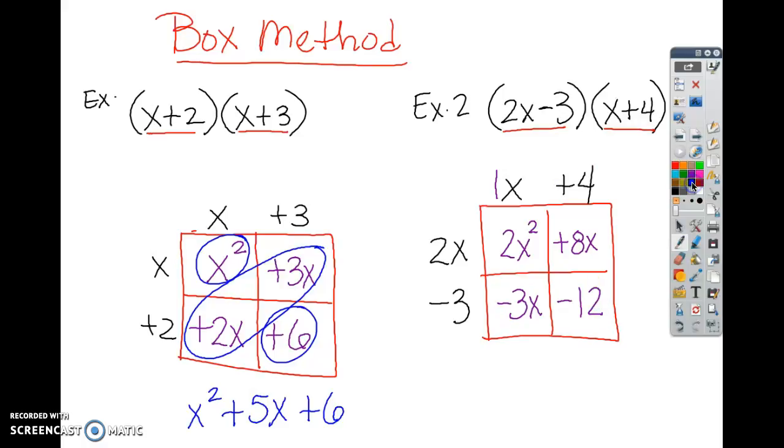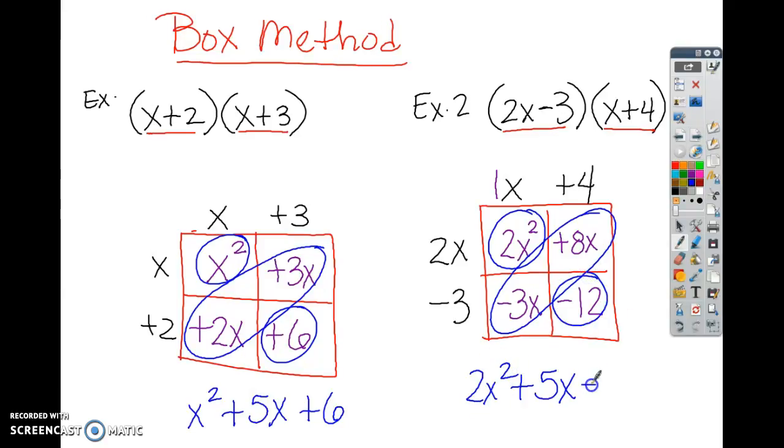And again, the diagonals, remember these two need to look alike. Diagonals will always look alike, and those are the ones that you combine. So negative 3x plus 8x gives you a positive 5x. Bring down the 2x squared to the front, and the negative 12 to the back. And those are your answers.